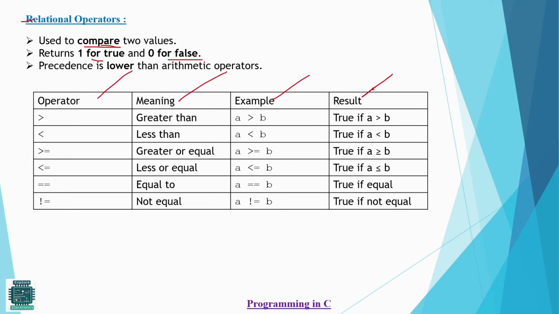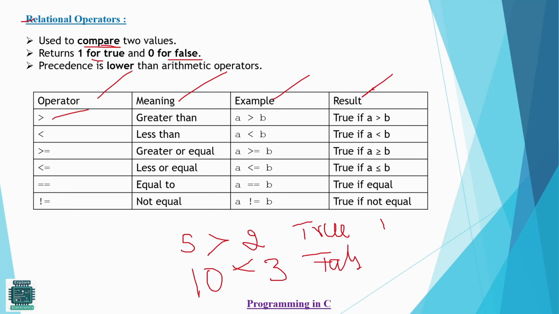Now, I'll take one example and explain. Let me take greater than. Is 5 greater than 2? Yes, you are right, it is greater. Then the answer will be true here, that is 1. Is 10 less than 3? No, right? Then the output is false, then it is a 0. That's about the relational operator.